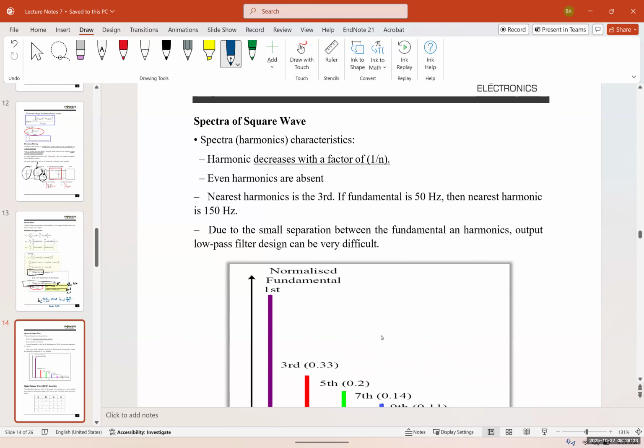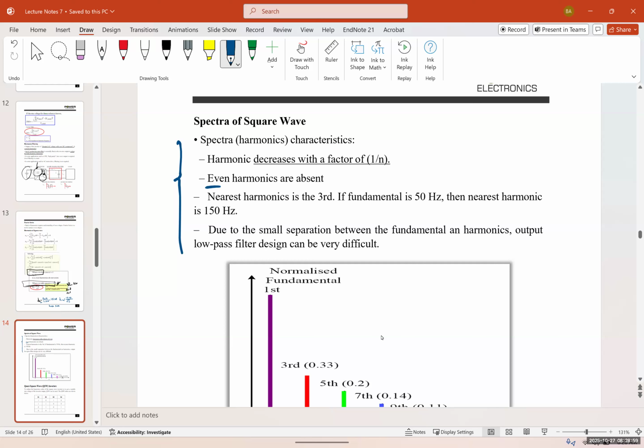Now, the spectra of a square wave, the harmonic characteristics, is that the harmonics decrease with a factor of 1 over n. These are very important. Even harmonics are absent. We don't have any even harmonics. The nearest harmonic is the third. If the fundamental is 50 hertz, then the nearest harmonic is 150 hertz, so 3 times the frequency, and 1/3 of the amplitude.